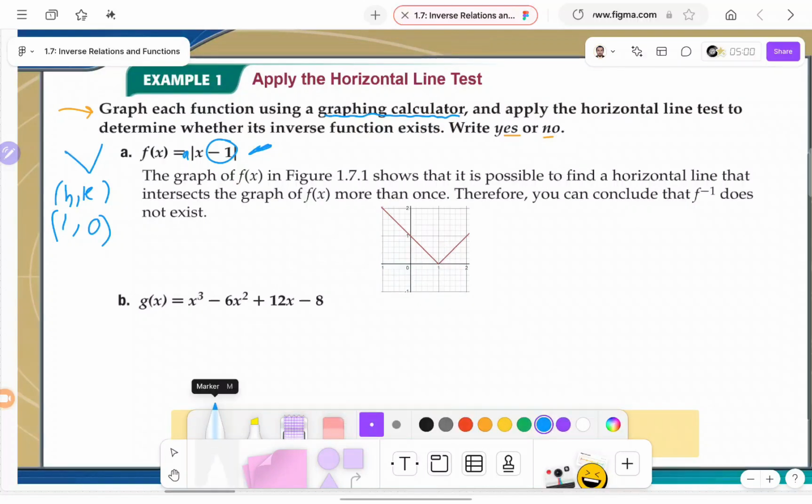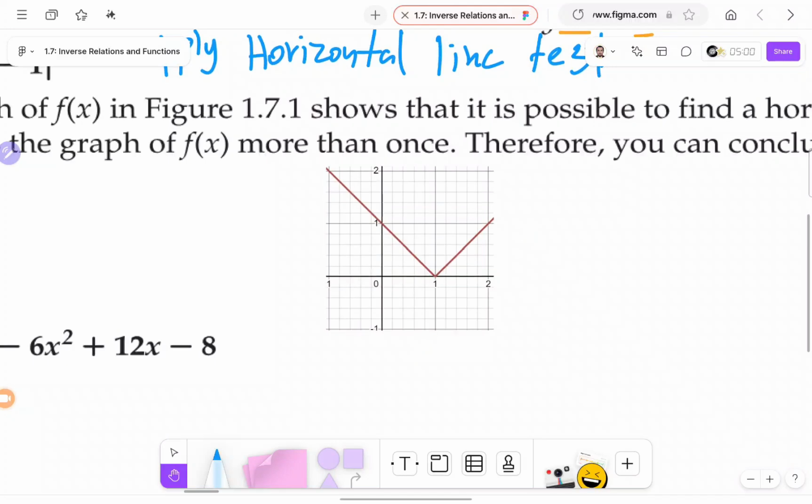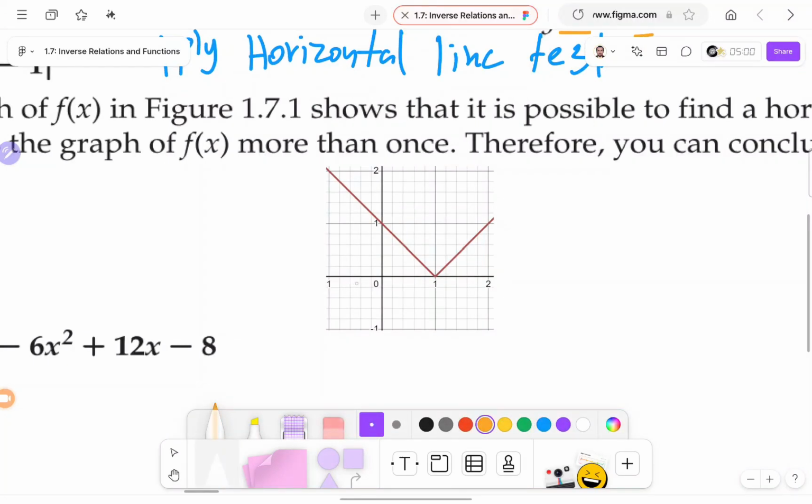Now the question is asking you to determine whether this function has an inverse. To know, we need to do the horizontal line test. So what's the horizontal line test? Take your pencil, move your pencil from down to up on the graph. As you can see, it intersects at 2 points. If I move more, it intersects at 2 points every time.